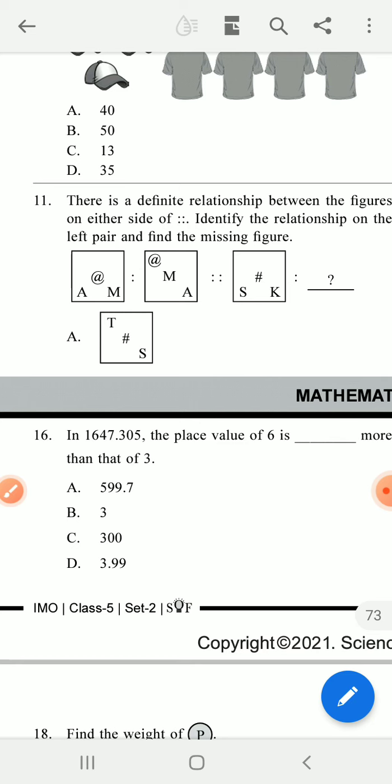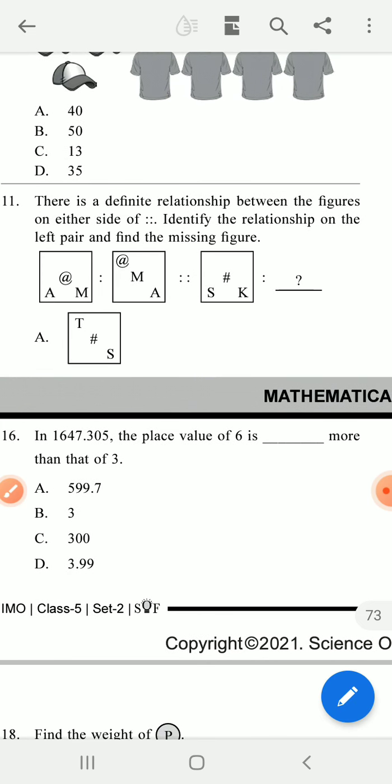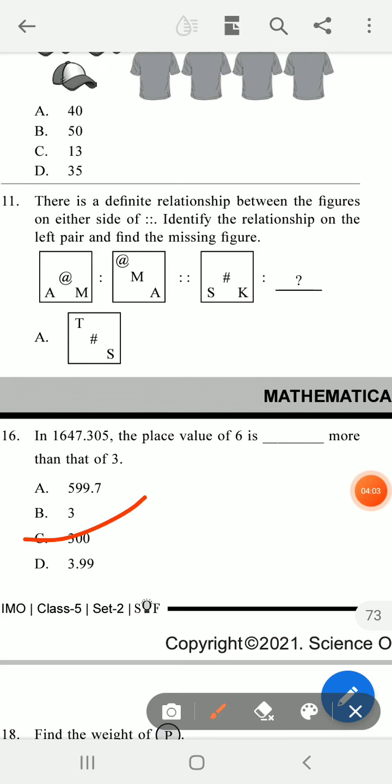In 16, 1647.305, what is the place value of 6? Place value of 6, you see that 1 stands for 100. Place value of 6 is more than that of 3. So 3 is 3 by 10. So what is the answer? 16C. C is the answer.